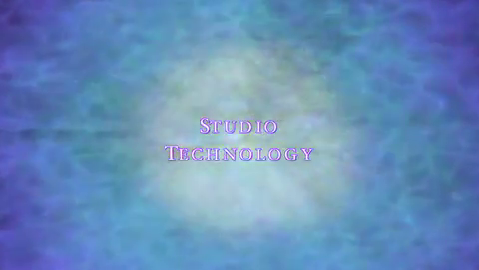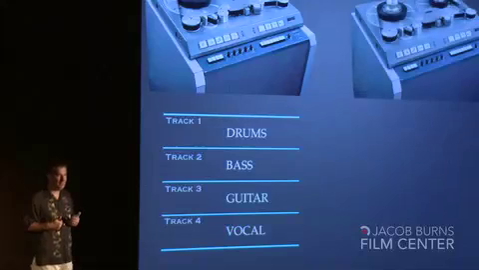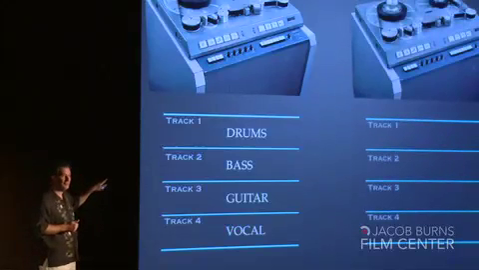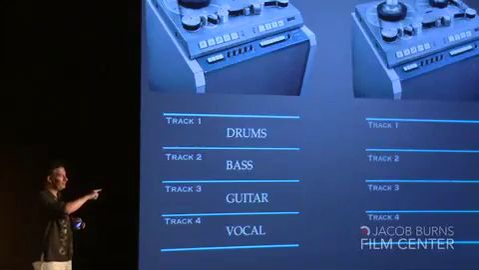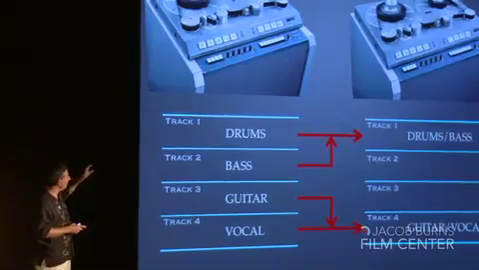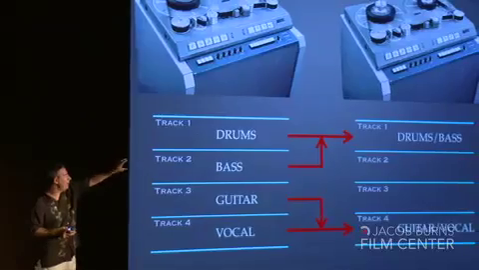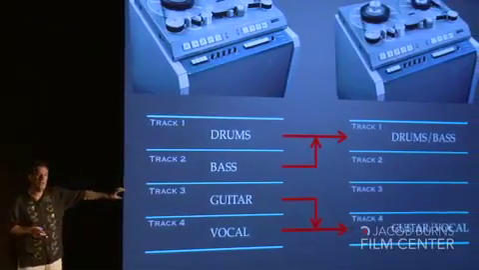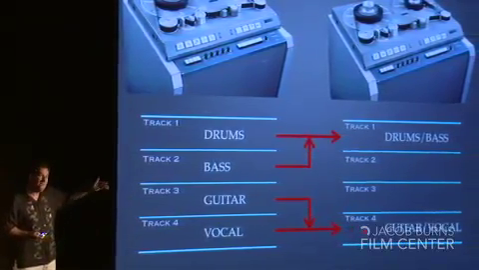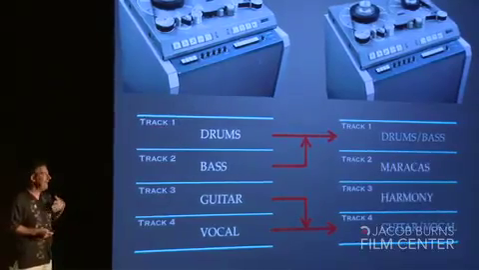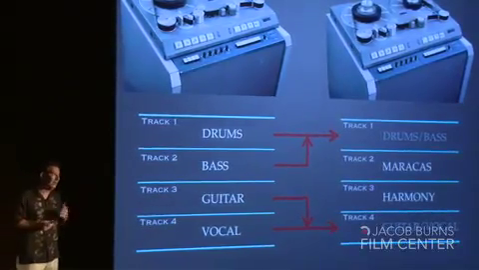We bring in a second tape recorder and a fresh piece of tape. We press play on the first recorder and record on the second, and we actually mix some tracks together. So for example, the drums and bass get combined on track one, the guitar and vocal get combined on track four, and now we have two empty tracks on this new piece of tape to add some percussion and background harmony and what have you.